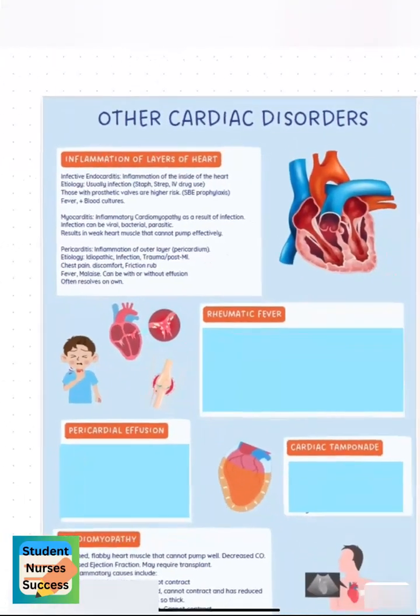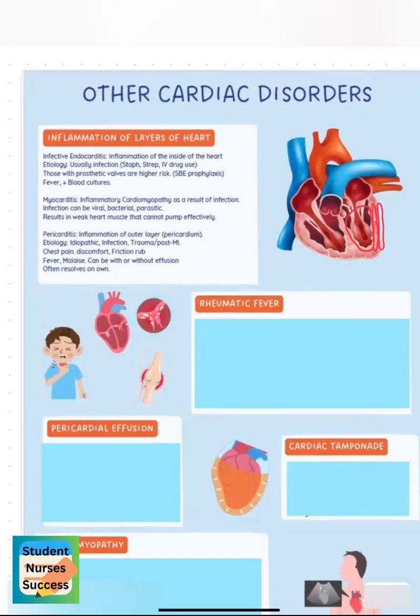Now, these layers of the heart can get inflamed. And when they do get inflamed, we do have some issues with that. The first thing we want to talk about is infective endocarditis. Infective endocarditis is the result of some type of infection that has settled inside the inner layer of the heart, the endocardium. This endocardium includes the valves and the inside layers of the ventricle and the atrium. And that will cause inflammation of the inside of the heart.